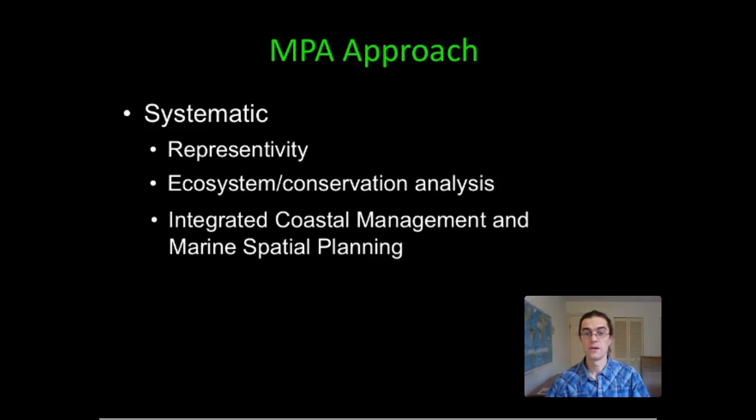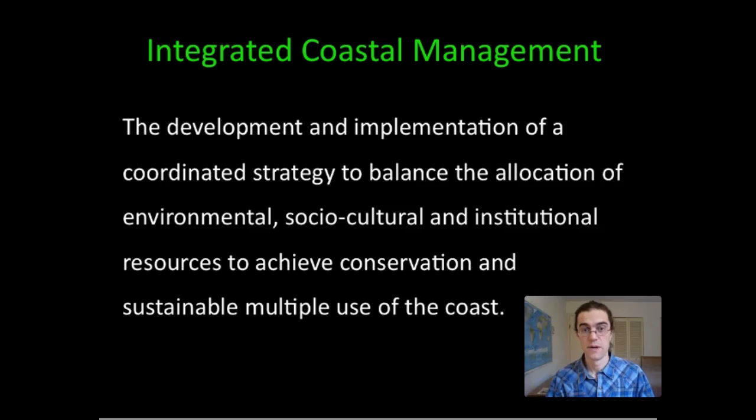And then another aspect of this systematic approach to MPAs would be integrated coastal management and marine spatial planning. And we got a little bit of an insight last week into some of that integrated coastal management in the documentary about the Northern Pacific Coast in BC. But just to give a little bit of an overview, a snapshot of integrated coastal management. What we're referring to is the development and implementation of a coordinated strategy to balance the allocation of environmental, social, cultural, and institutional resources to achieve conservation and sustainable multiple use of the coast.